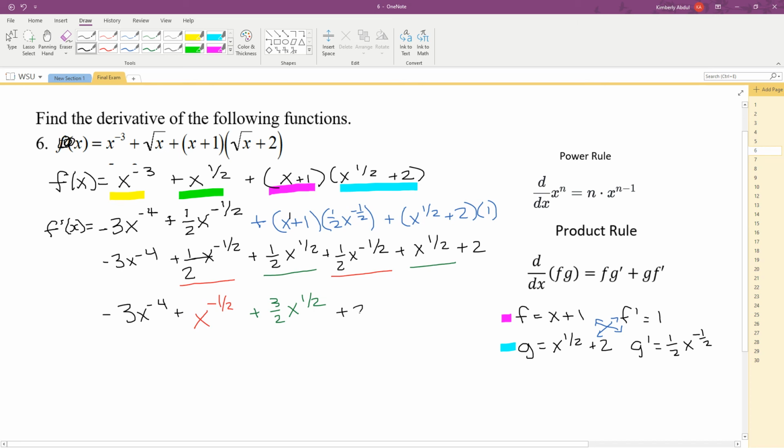If I want to write it with positive exponents only, that's going to translate to negative 3 over x to the 4th plus 1 over x to the 1 half plus 3 over 2 x to the 1 half in the numerator plus 2.